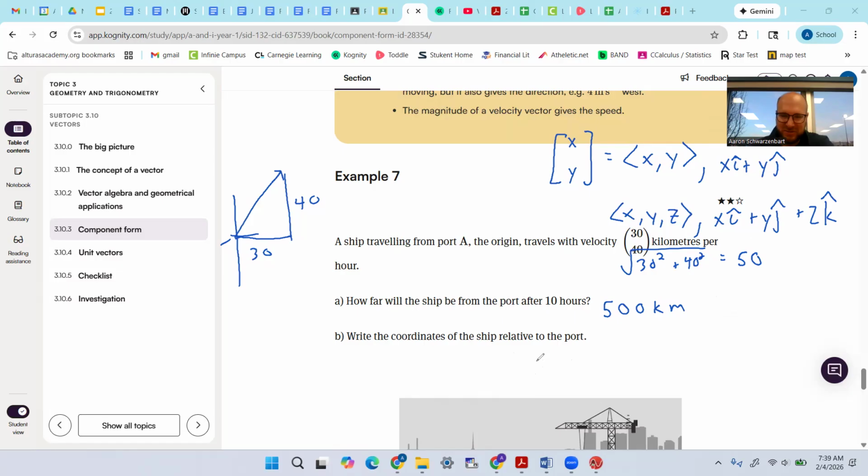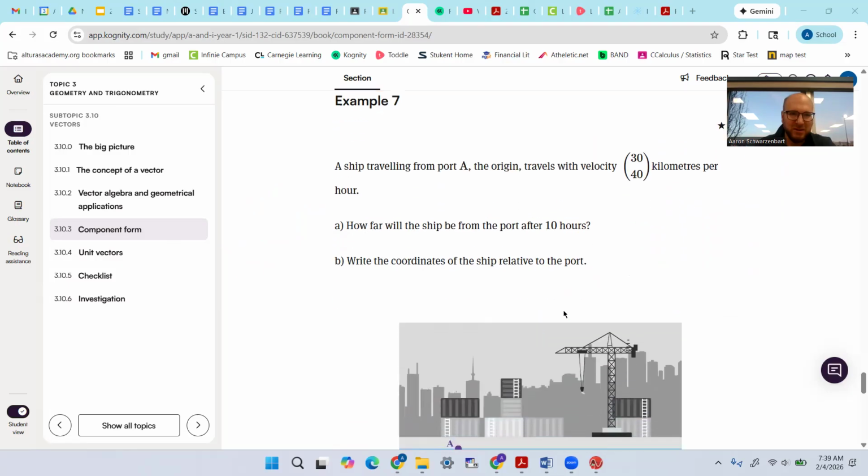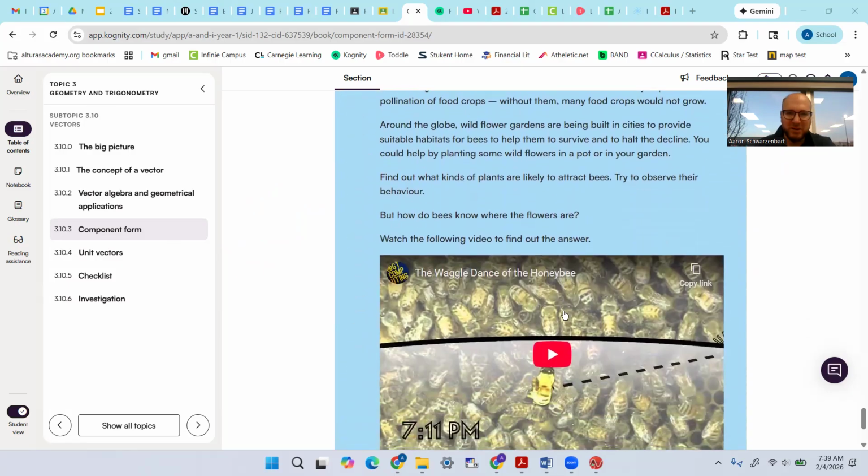What are the coordinates? Well, I can just take it in component form. It should be written in coordinate form. So 30 each hour for 10 hours, 30 times 10, and then 40 up for each hour gives me 300, 400 is my location. And that's our component form.